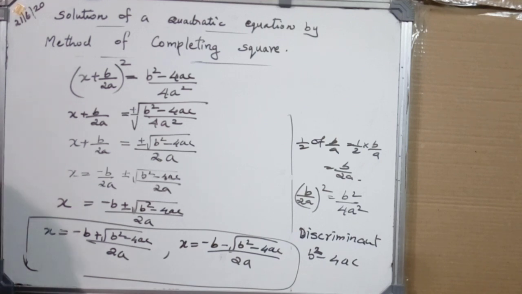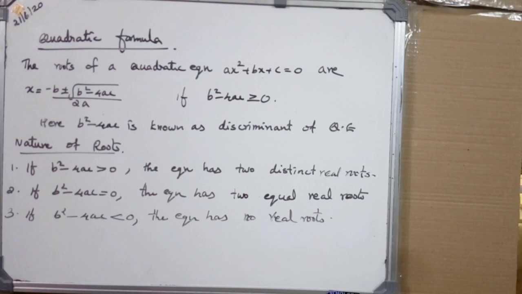If b square minus 4ac is greater than 0, we have two distinct roots. If b square minus 4ac equal to 0, we have repeated roots, minus b by 2a, minus b by 2a. And if it is negative, we say no real root. That is why b square minus 4ac is known as the discriminant of the quadratic equation. So here we have the quadratic formula. This is what we discussed.